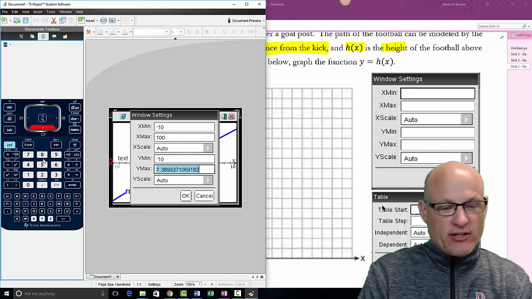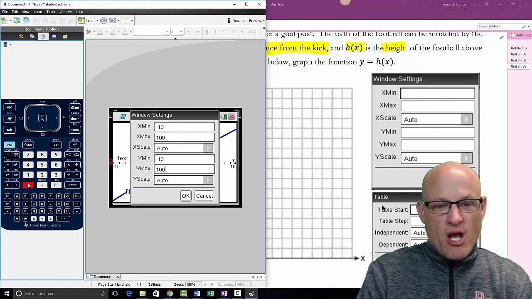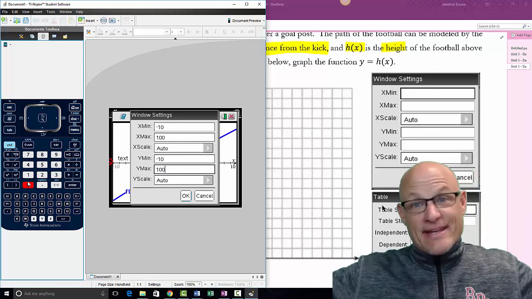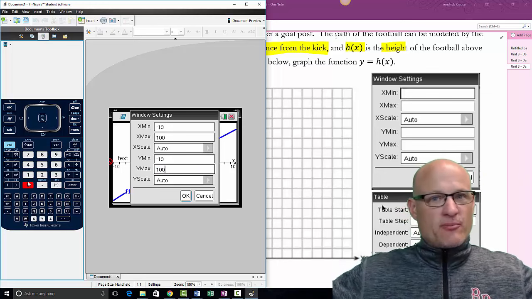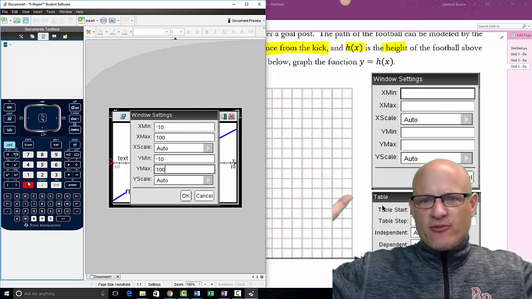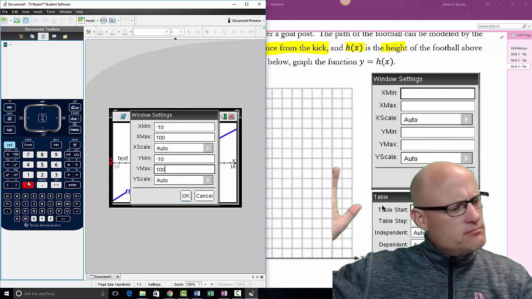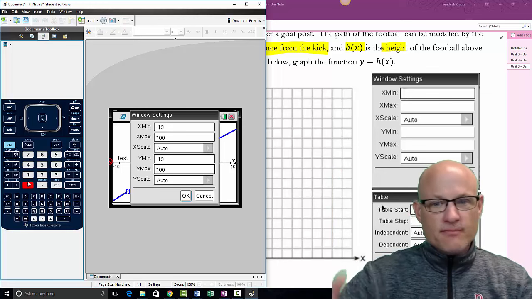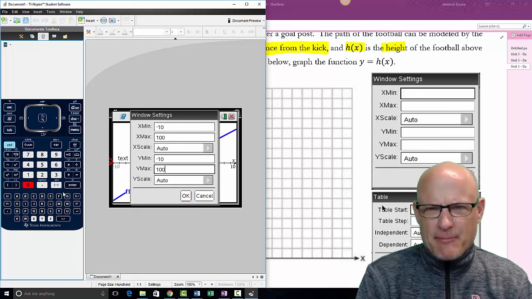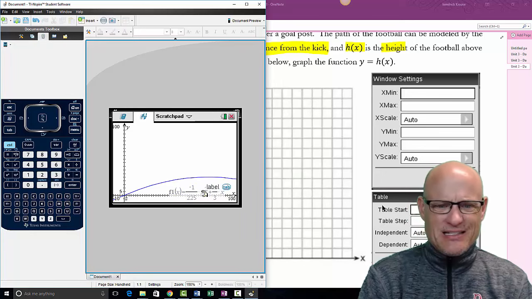Negative 10 and 100. These may not be good numbers, but they're bigger than I need. Nobody's kicking a football 100 yards in the air. Is it feet? What are we working in here? Feet. They might be bigger than I need to know. Maybe they are bigger. Let's check.